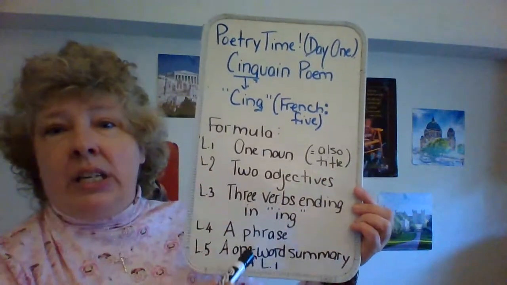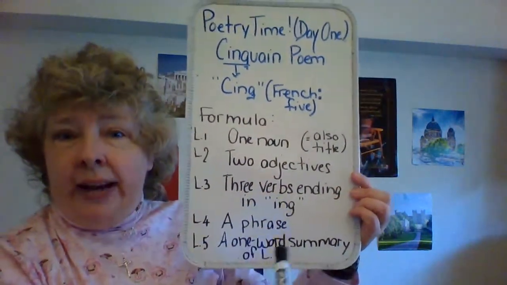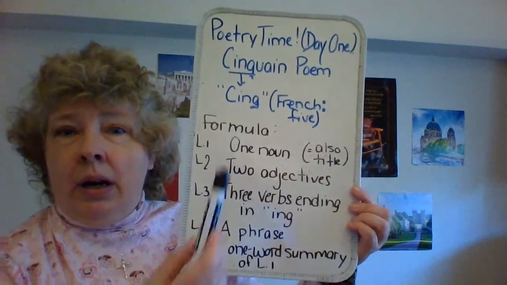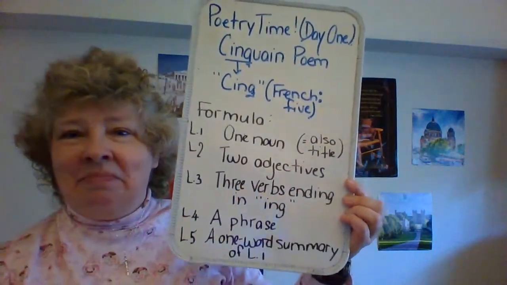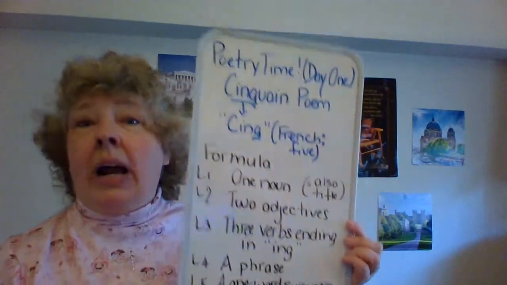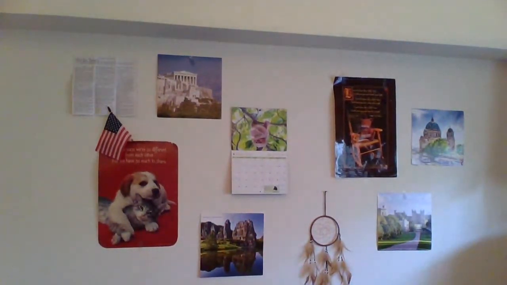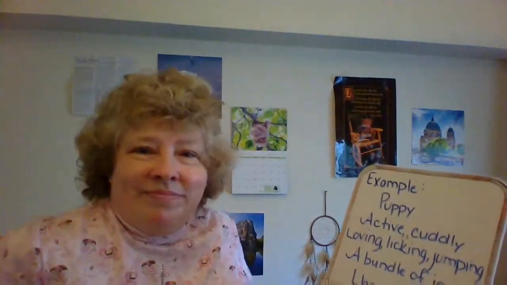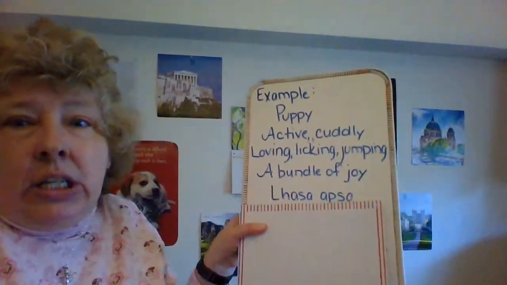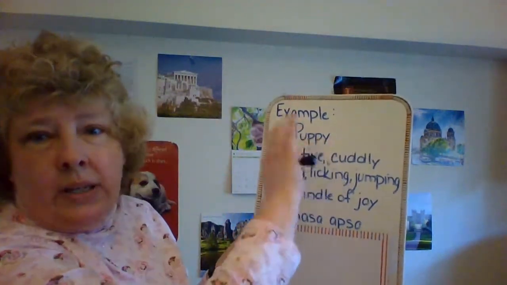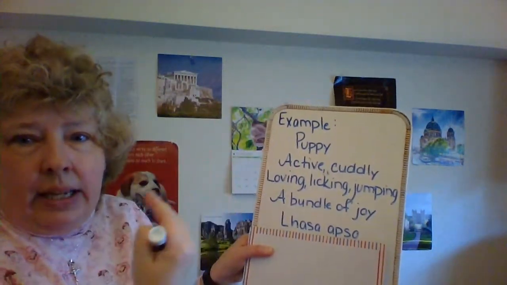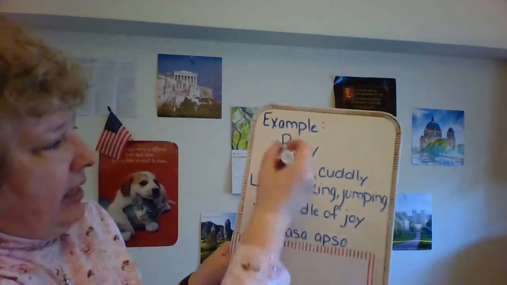Noun, adjectives, ing verbs, a phrase, one-word summary. All about that. Okay? Are you ready for the example? You are? Okay. Let's do this. All right. Okay. Let's focus on that. Here we go. Notice how I set it up. Try to do that too. Okay, where the first word is all the way in, and you move it over the next line, a little over in the next line, and then you go back in. Does that make sense? See, set up?